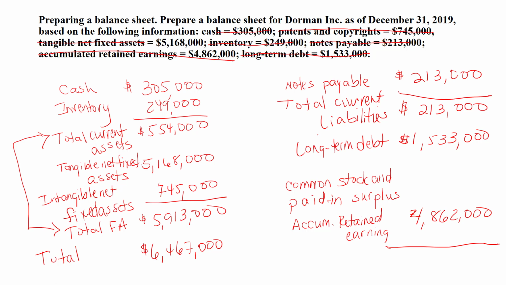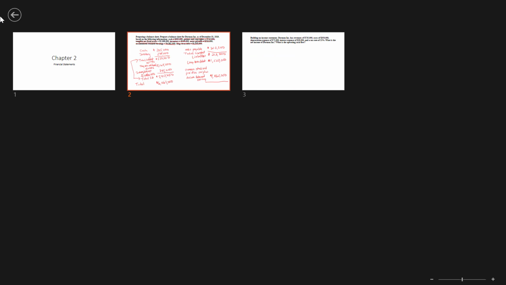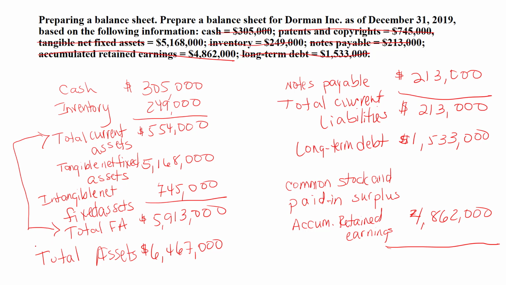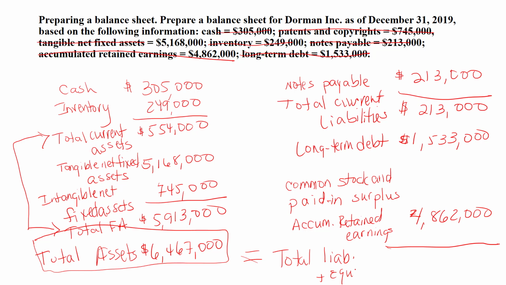So when we total our total current liabilities, our long-term debt, and our accumulated retained earnings together, they do not total our total assets over here. And remember, with the balance sheet, the total assets must equal total liabilities plus equity. So we have a gap here that we need to fill.